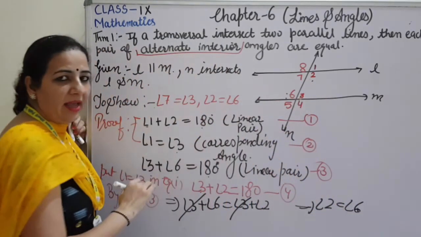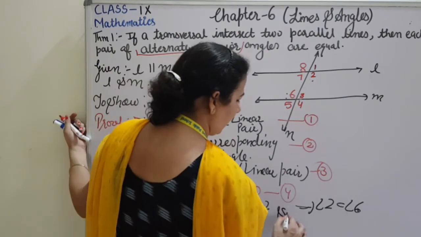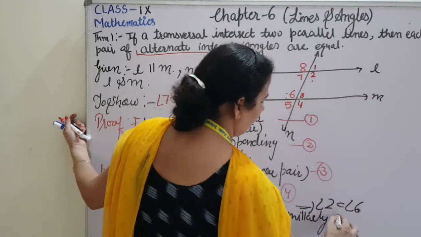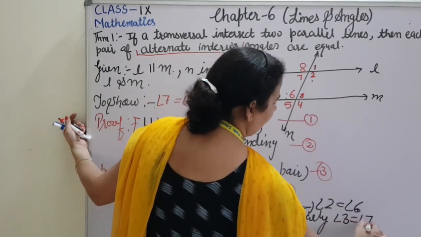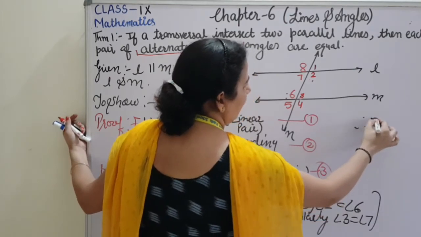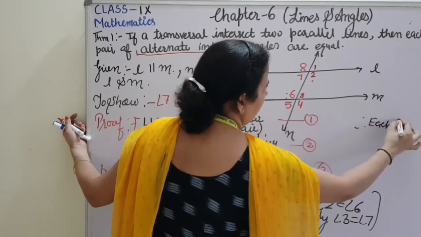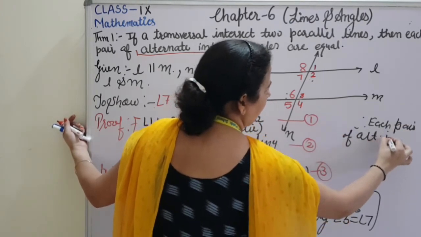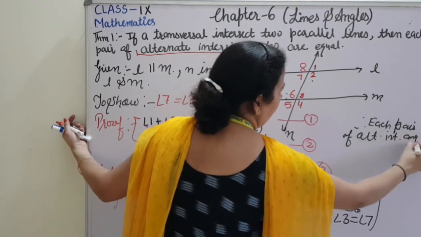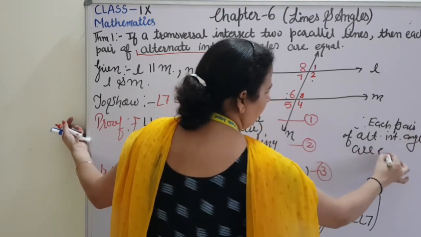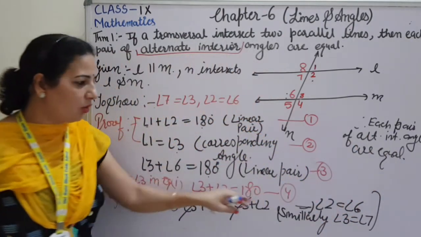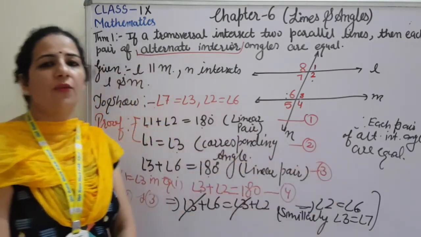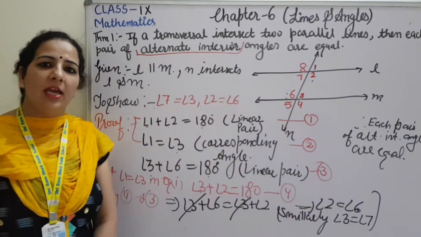We have shown one pair. For the next pair we can use the same method similarly. No need to prove the second pair; you can write down similarly angle 3 is equal to angle 7. Therefore, each pair of alternate interior angles are equal. Clear, students? So here we have given the names 2, 6 and 3, 7. I have written at the end that each pair of alternate interior angles will be equal.